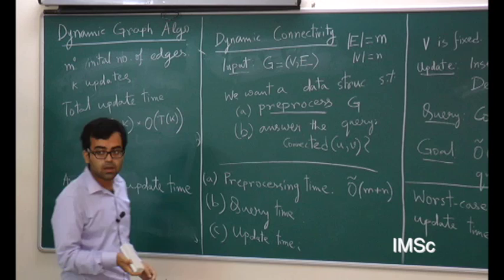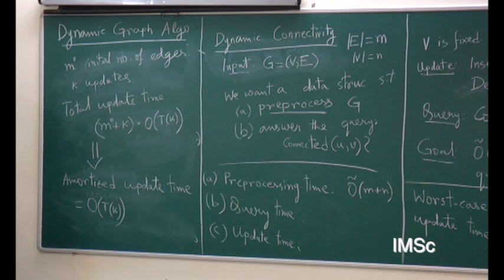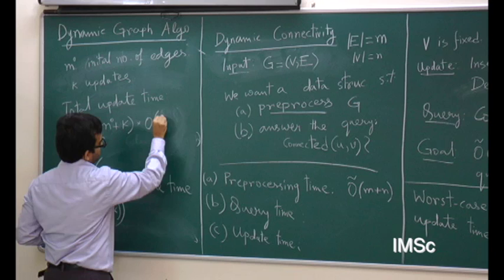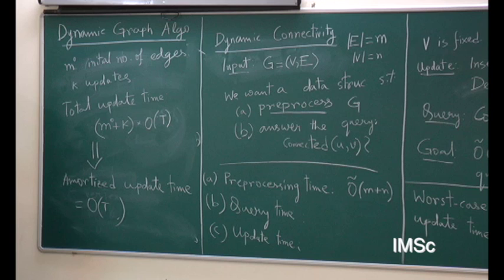The order t(k) is the update time for one update, right? So your total update time is equal to (m0 plus k) times order of t(k). Is this clear? That was a mistake. Clear?